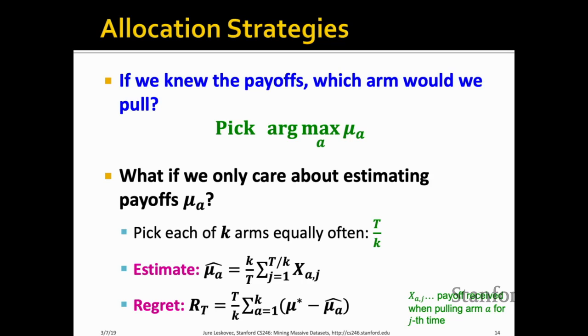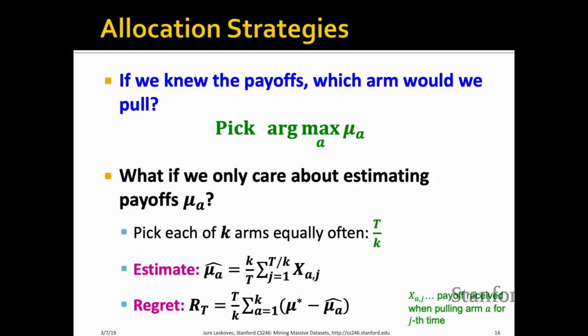So we give it t divided by k number of pulls. And how do we compute our estimate? It's nothing but the average over all the returns that we get, okay? So this is the variable that encodes our coin return. If we win, it's a one. If we lose, it's a zero, okay? So we just take the average over them.